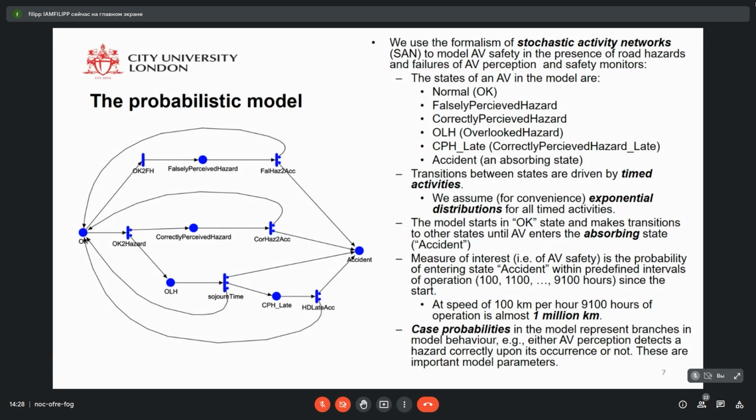We have transitions between these states, and the formalism that is used to build this model is the so-called stochastic activity networks, which is a generalization of stochastic Petri nets, a popular formalism supported by a specific tool that was used to solve these models. And here we made simplifying assumptions just for convenience. It doesn't have to be.